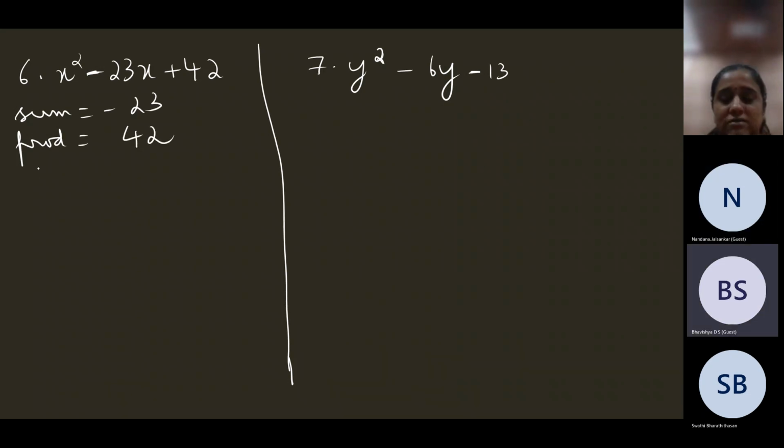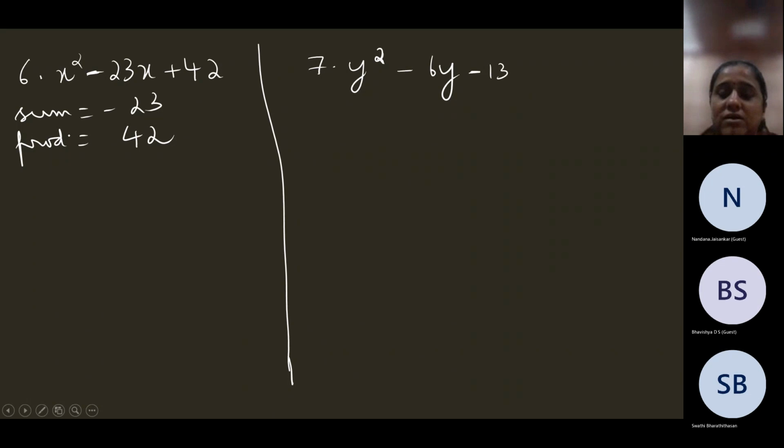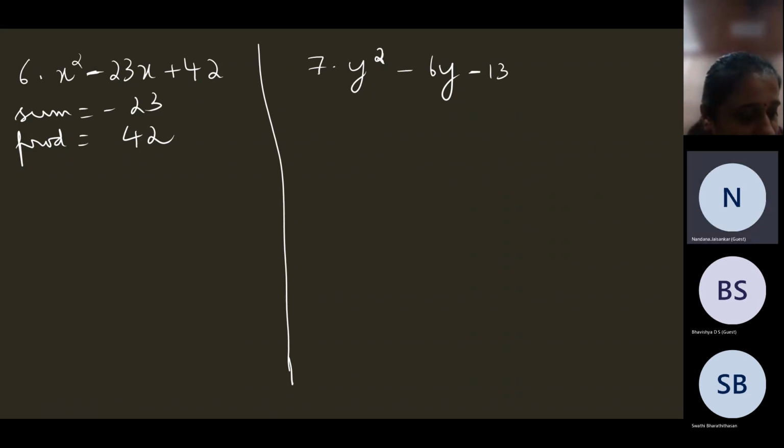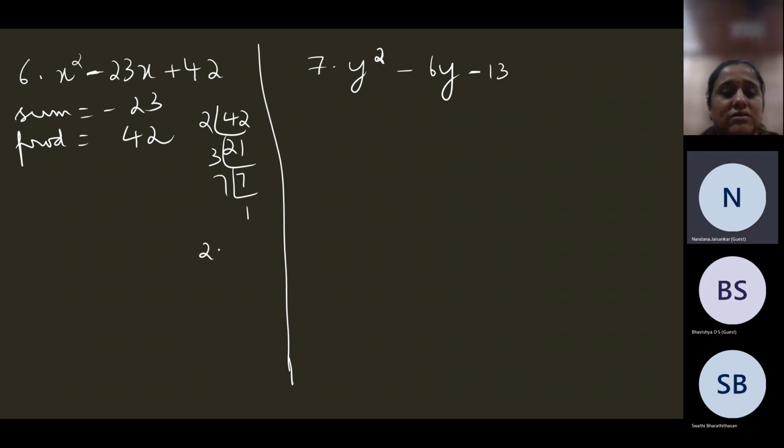Ma'am, I did the prime factorization of 42, ma'am. I got 2, 3, and 7, ma'am. Yeah, one minute. 42: 2, 21; 3 sevens, 7 ones. Ma'am, first I did 7 and 3 and 2. It will be 21 into 2, ma'am. I get 42, but.